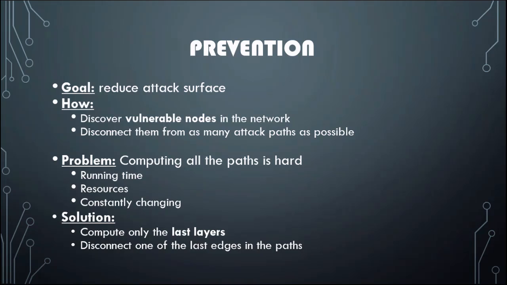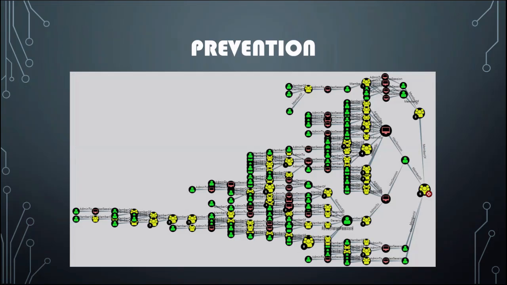So the solution would be that we would not be computing the entire attack graph at any stage. We'll only be computing the last layers of the graph, and we'll try to disconnect one of the last edges in those layers. Let's see what I mean by that. Here you can see an example of a graph generated by BloodHound. You can see different paths which lead from less privileged domain accounts on the left to domain admins on the right. Now, there can be different types of paths.